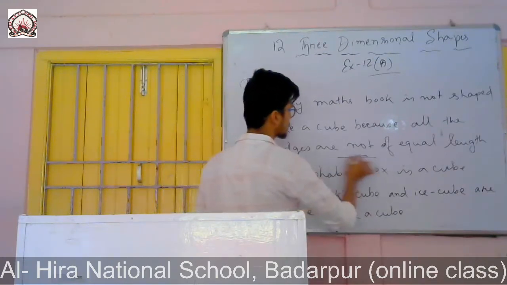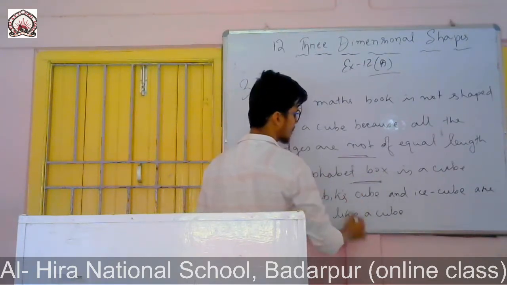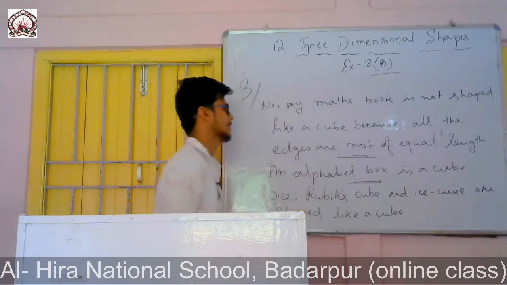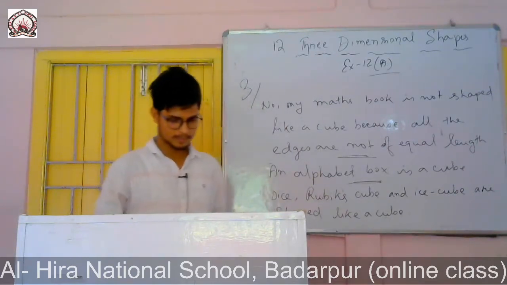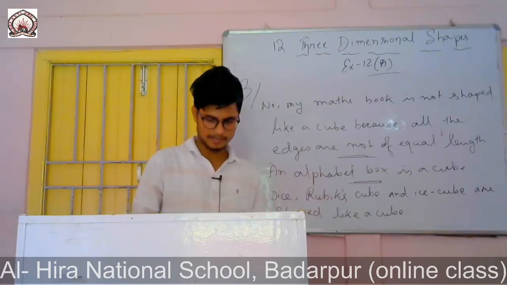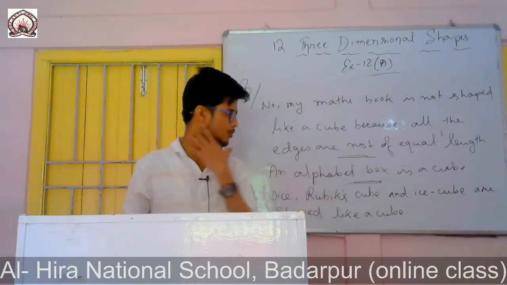This is one part of the answer. Then you change the paragraph and you write this one. Then again, changing the paragraph, you write that part. So an alphabet box is a cube. Dice, Rubik's cube are shaped like a cube. Rubik's cube and ice cube are also there.